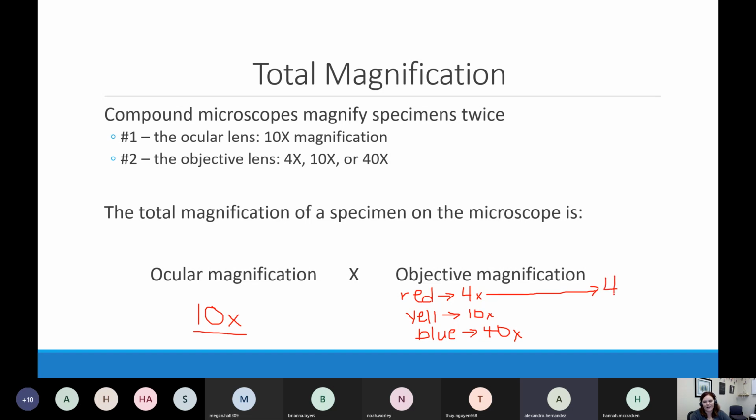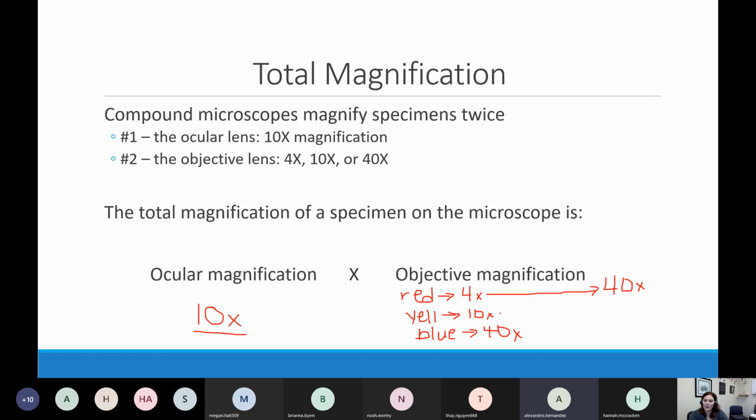Exactly. Yep. Your math teachers are like, I'm glad that you learned this. So when the red objective is pointing down, what you see through the oculars is 40 times bigger than what's actually on the slide. Okay, that'll help me find something like the general location on the slide, but I can't see what I'm looking for. So then I got to go to yellow.